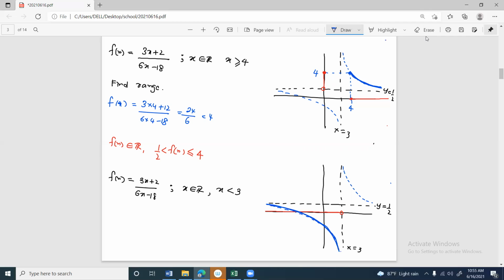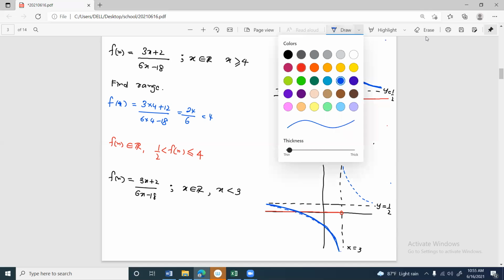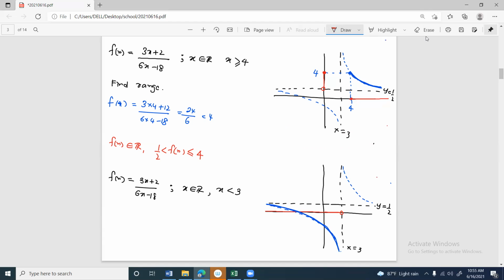Then what is the y range? The y values. If I use the red color, the y values would be below this, not half. So all the y values are included in this range. This is the range of y where it includes this kind of a range.